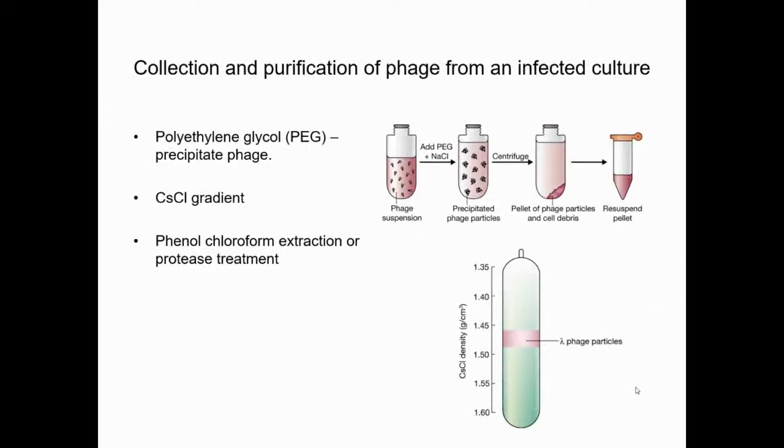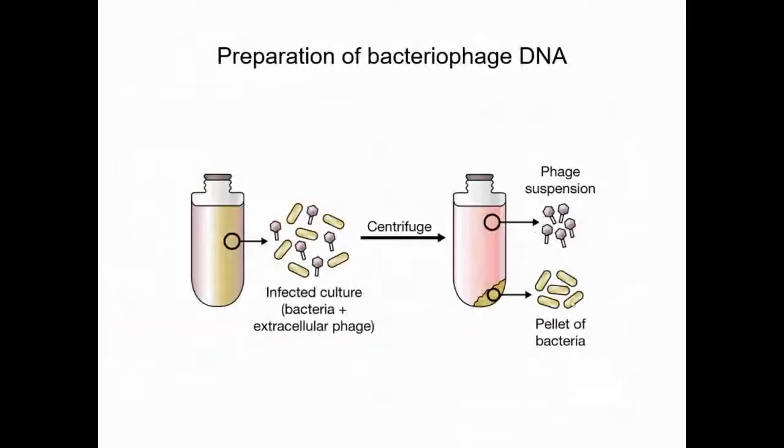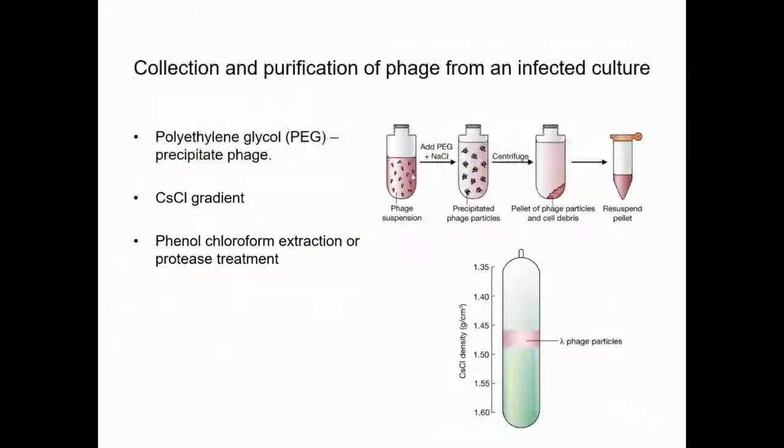And then after you infect the cell with the phage, you apply centrifugation here, so you get the phage suspension. All right. After you get a phage suspension here, you can add PEG, which is polyethylene glycol, and sodium chloride, and then you can precipitate the phage, all right? Precipitate the phage.